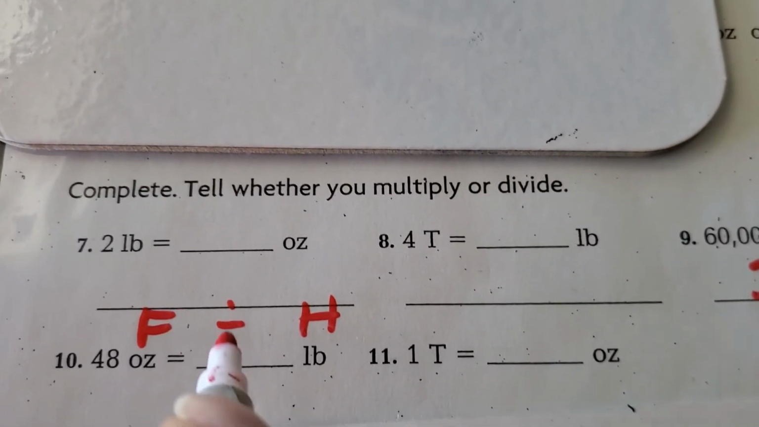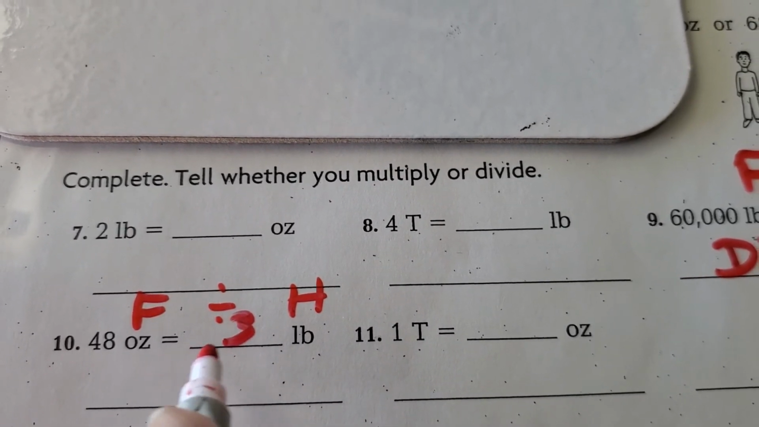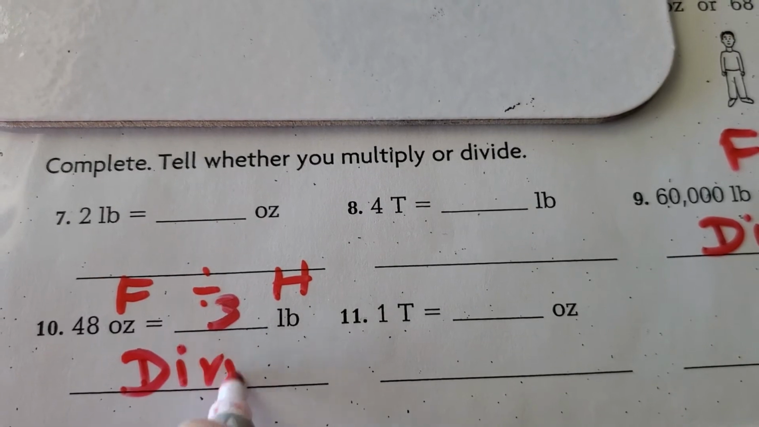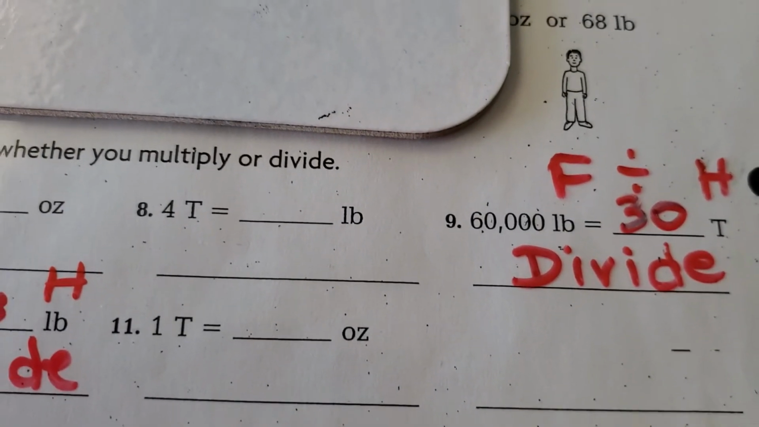I'm sorry, I forgot to write my answer here. Don't forget to write this on your sheet. We did what? 48 ounces equals 3 pounds. And of course, we did what? We did divide. Okay, let's go on to number 11. 1 ton equals how many ounces?